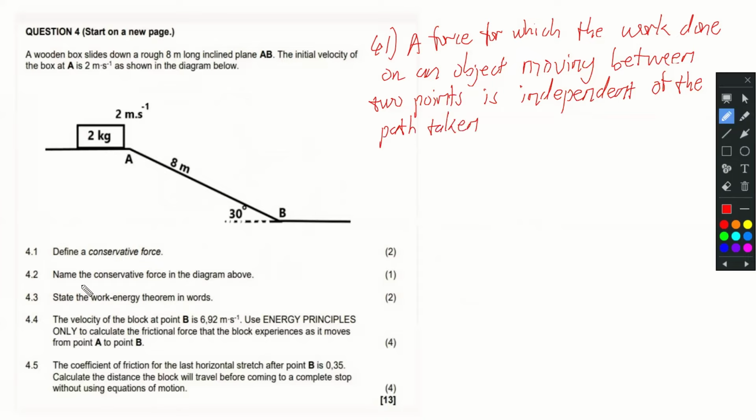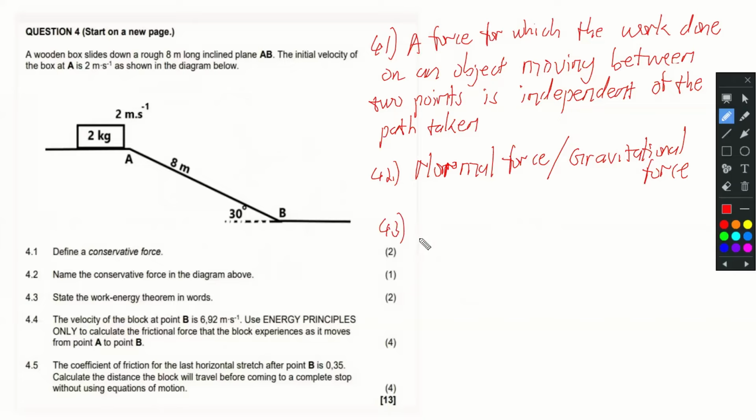And then in 4.2, they're now saying name a conservative force in the diagram above. Now we know that our conservative force can either be gravitational force or normal force. So mentioning either one of those would be correct. So you would say normal force, or someone might choose to say gravitational force. Both answers are correct because these two are examples of conservative forces.